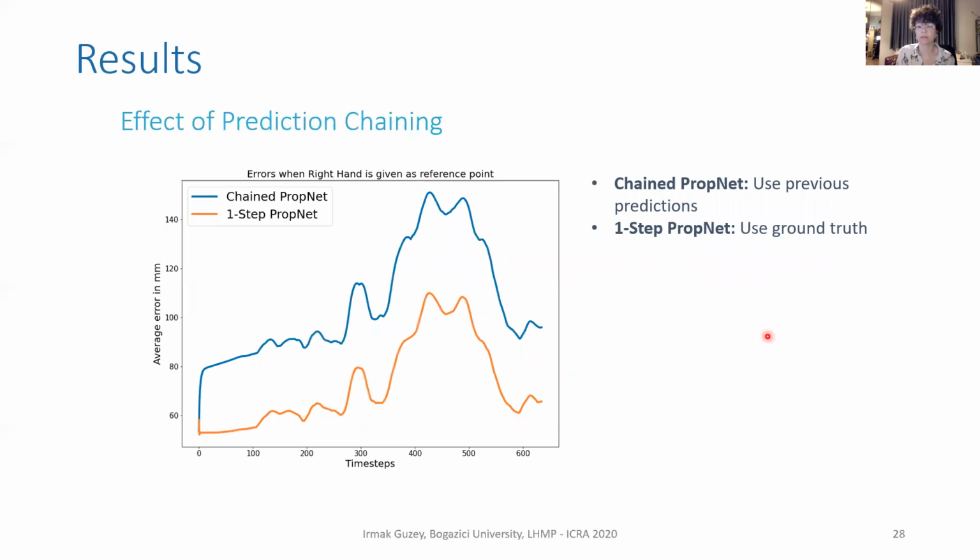Finally, as was explained in our approach, the predictions at further time steps are made by using previous predictions. Here we show the effect of using these predictions back to back. This graph shows the average error in millimeters of different models. ChainPropNet notates the model that we use, where attributes are extracted from previous predictions. And one-step PropNet notates the model where attributes are, in each step, extracted from ground truth positions of joints. The error increases by using predictions as attributes, since the errors in predictions have a cumulative impact on the next time steps.